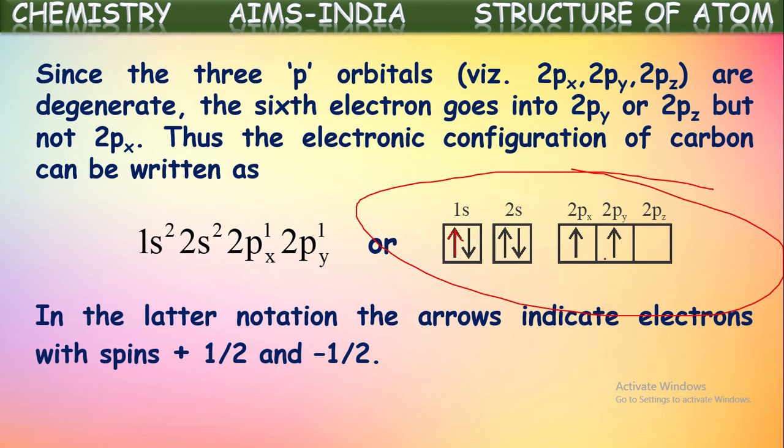Okay, that is about Hund's rule. So Hund's rule guides us how to fill the electrons into different orbitals present in a subshell. First, how electrons occupy the different subshells was shown by the Aufbau principle. Second, how orbitals in a subshell are occupied by the electrons is shown by Hund's rule.